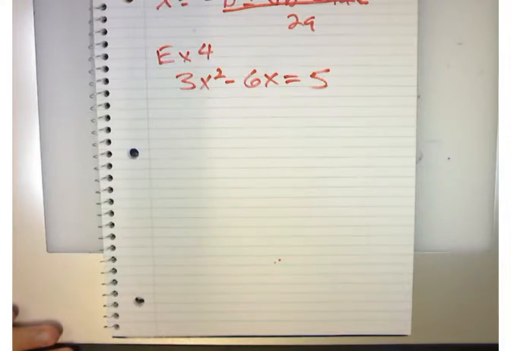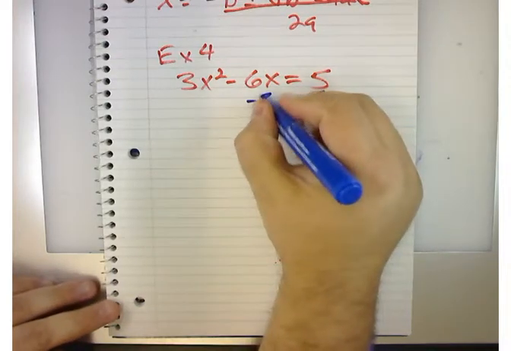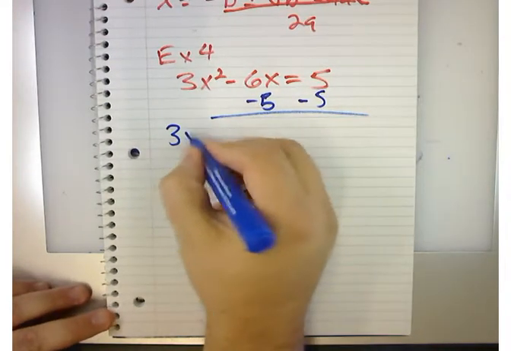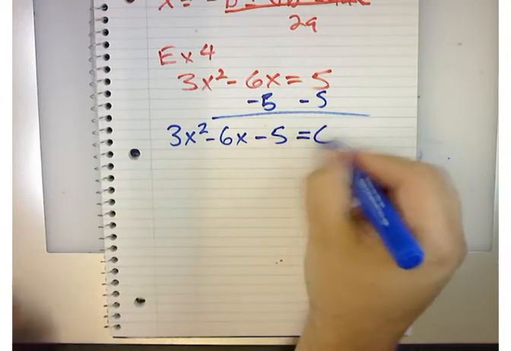So how do I do that? Pretend Mr. Adams doesn't know how to do that. What do I do? Subtract 5 from both sides? Alright, we'll try it. Sounds good. So if I subtract 5 from both sides, I get 3x squared minus 6x minus 5 equals 0.